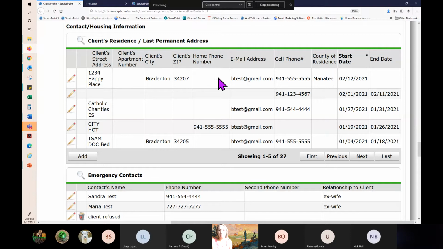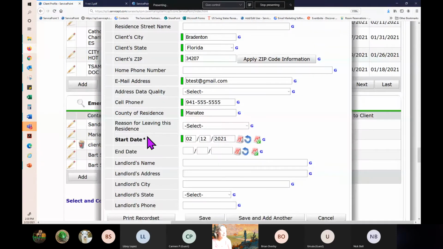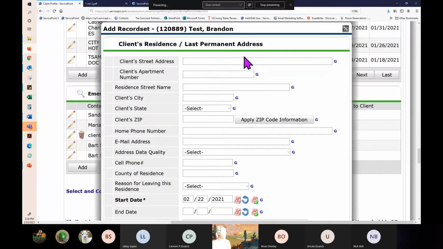Just like here, if I had left this open, it would look like to the system that this client is still living at that location. So we always want to make sure that if this information is not current or correct, that we are ending it. End it for the day before and add another.